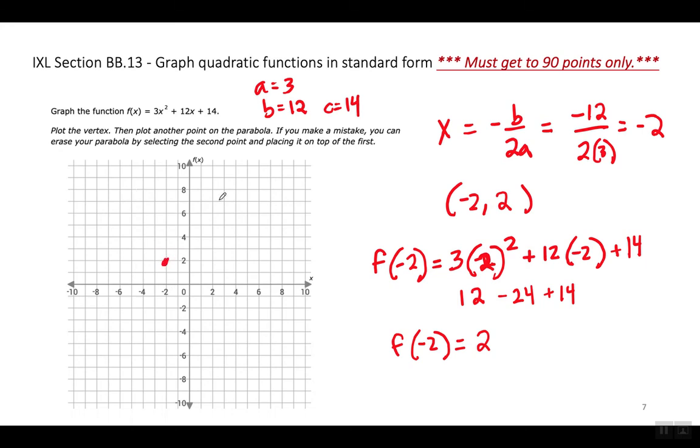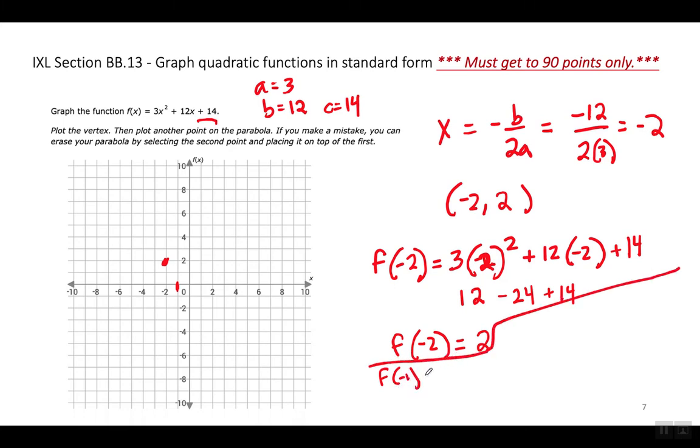Now is the parabola opening up or opening down? Since a is positive, the parabola is opening up. Okay, now here we have a problem because we can't plot the y-intercept at positive 14 because it's up here somewhere. So instead, I'm going to have to substitute another value for x in order to see what I get for y. So the one I'm going to do is when x equals negative 1, to try to get a point somewhere here that's on the parabola.